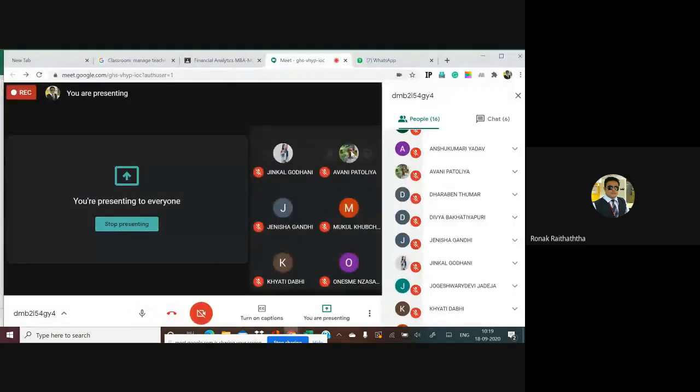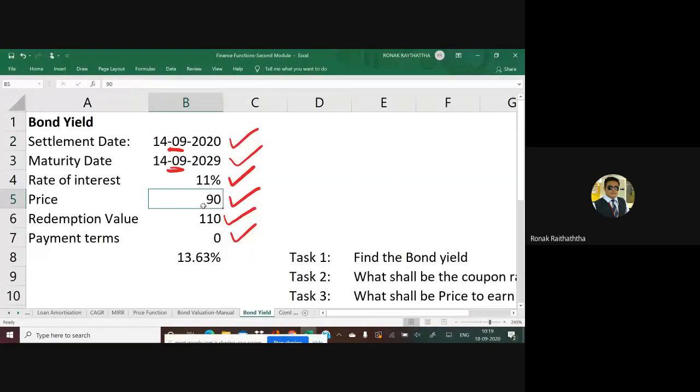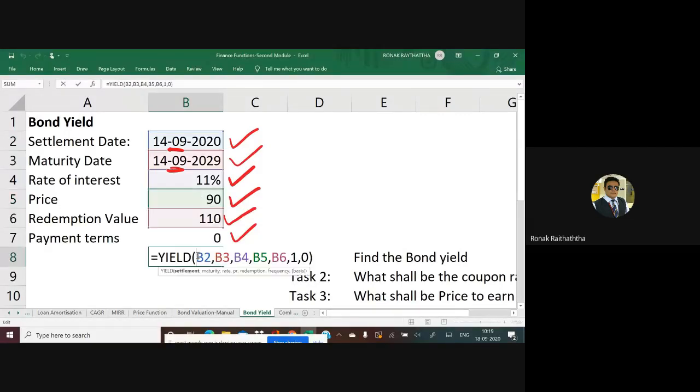Anyone else? Are you all getting the answer there? Okay, it's in a date format only. Then check whether the rate of interest and price and redemption value, everything you have properly counted. Please check it, this syntax you have followed while doing that. Some error should be there from your side only, otherwise it shouldn't come.